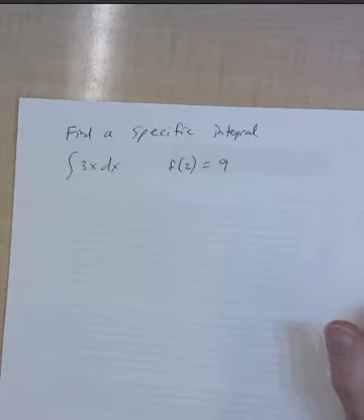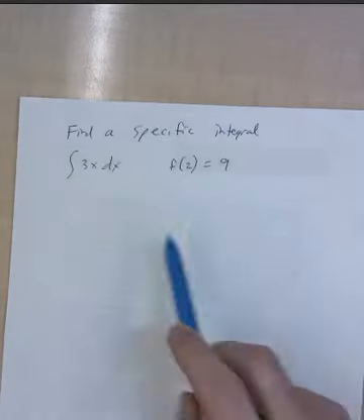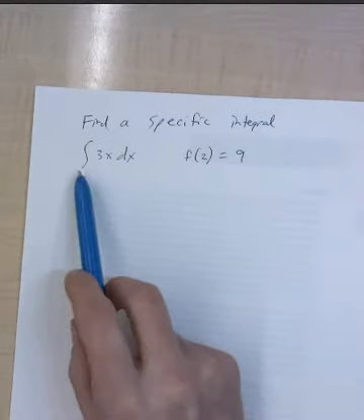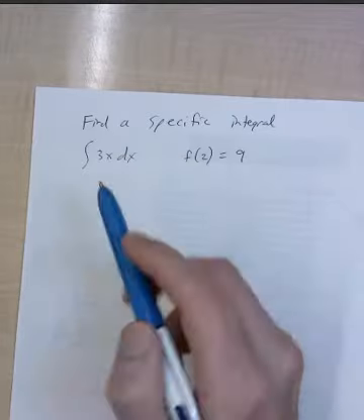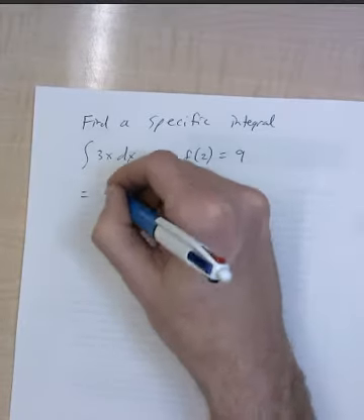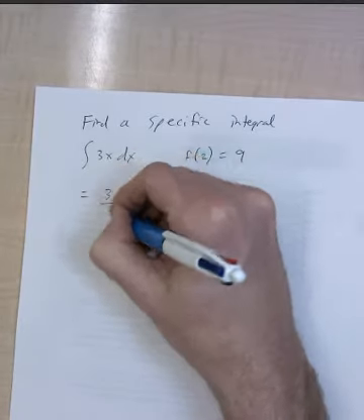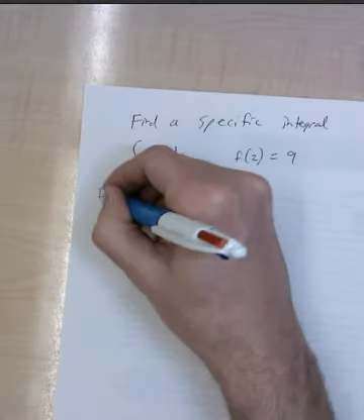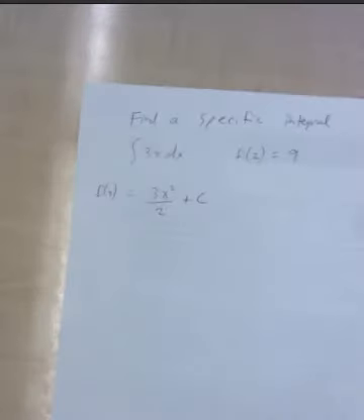Okay, so what this means for us, we're going to try to find c, but before we even find c, we have to integrate. So we integrate here, and so we're going to get 3x squared over 2 plus c. All agreed? Okay, great. So now we know that we can say that f of x equals 3x squared over 2 plus c.